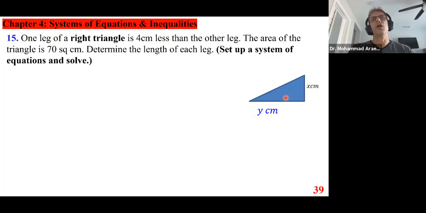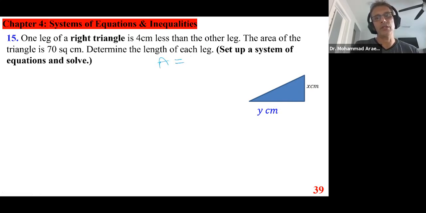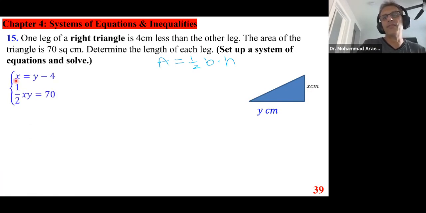The second equation is the area. I hope you remember the area is 1/2 base times the height. In any right triangle, one leg is considered the base, one leg is considered the height. And so with that being the case, x is y minus 4, half of base times the height, half of x times the y is 70. And generally speaking, we don't want to use fractions. So to solve this system, first we get rid of the fraction. How? Multiply by 2.